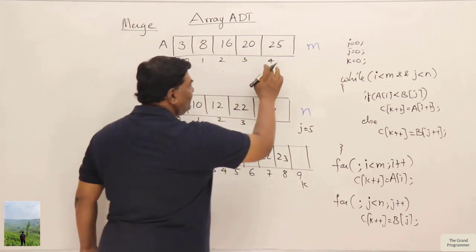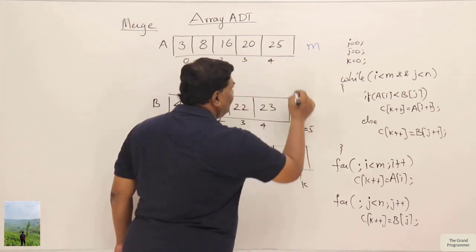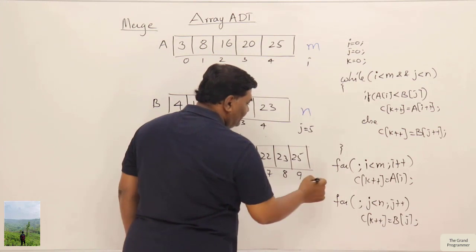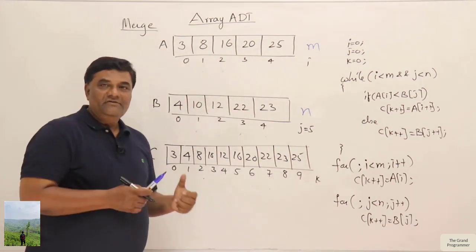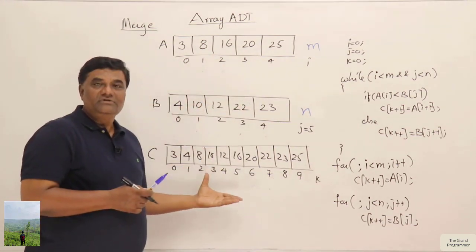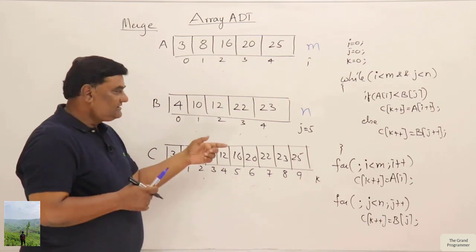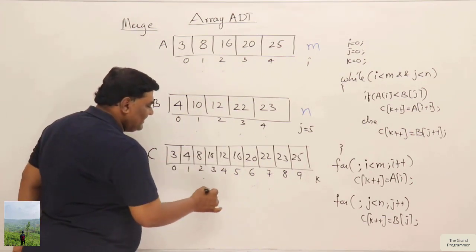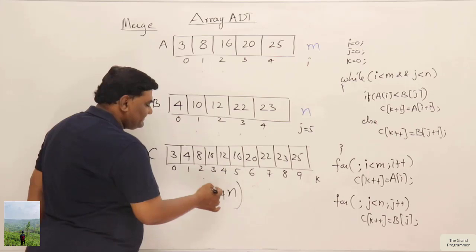So at last I will copy that 25 also here and move I and K also and stop. We have combined two sorted lists into a single sorted list. And this single sorted list has total M plus N elements.